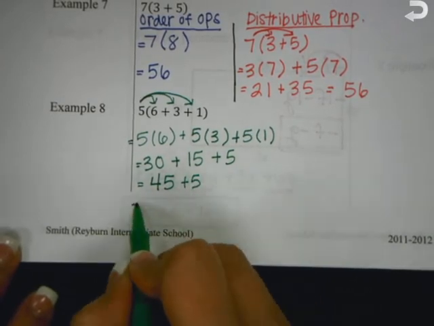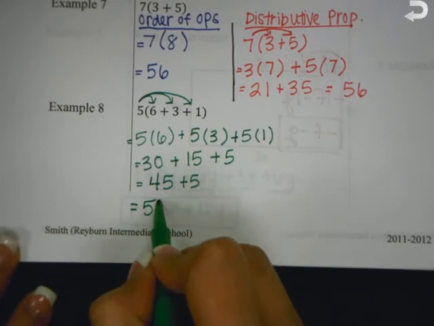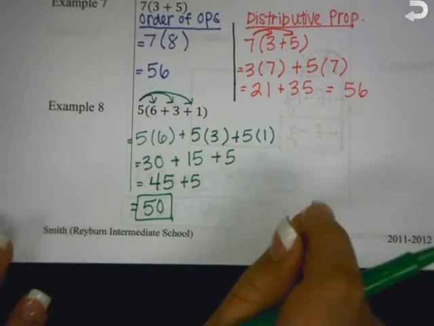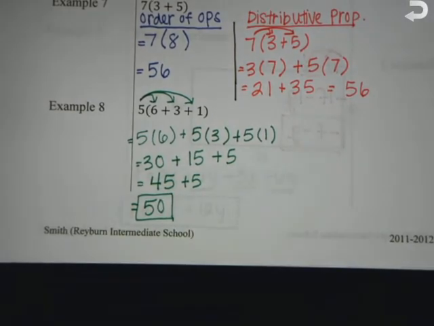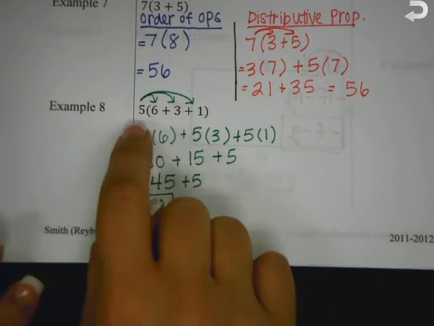Did anybody do order of operations on this one? Did you get the same? Okay. So, distributive property, make sure that you multiply the term on the outside by everything on the inside. Okay?